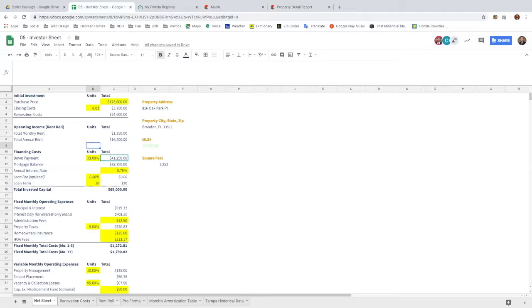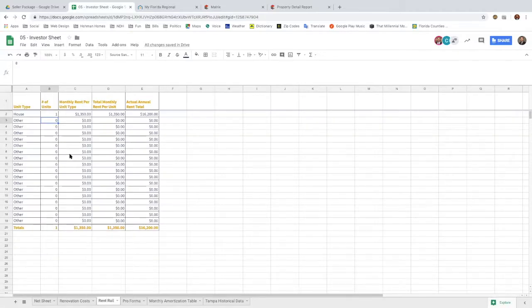So if we know that information, we are going to plug that into our rent roll here. The rent roll tab here is going to help us determine what each unit is going to rent for. Now with this particular unit, since it's only one townhouse, we only have one renter, so we only need to worry about one line item here.